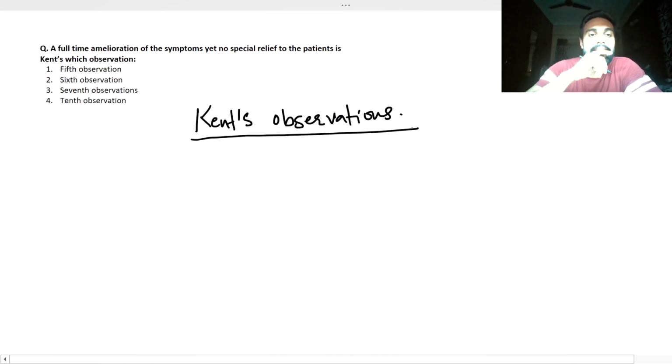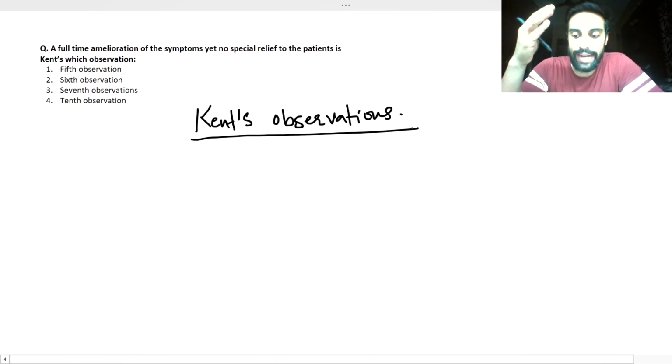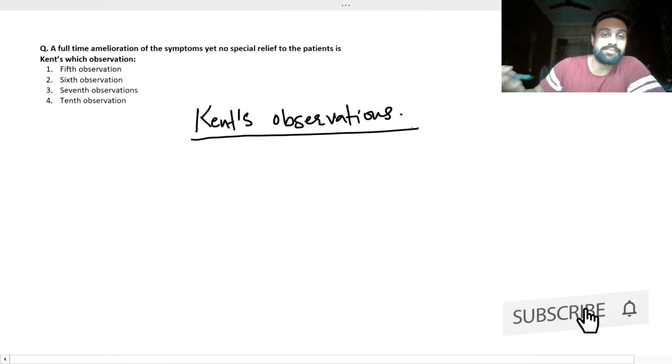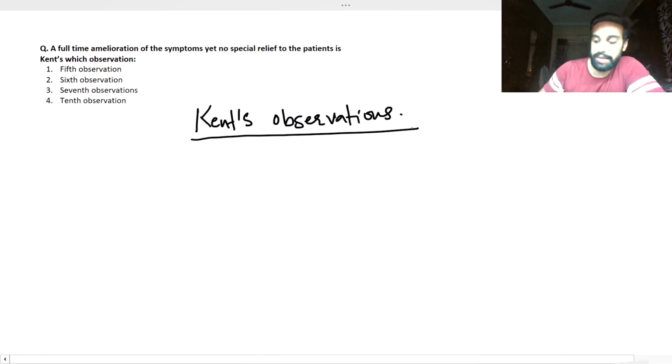So Kent has given us 12 observations that we need to look into the patient after we have prescribed one medicine. After we have prescribed any medicine to the patient, the most important thing that we need to do now is to observe. So these are the observations that we might expect from the patient after we have prescribed the medicine. So what is Kent's first observation?